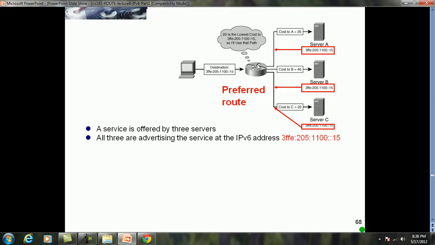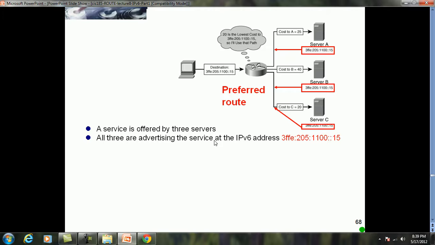But this router assumes that it can do load balancing. It has got three routes to reach this same network. See what he says: 20 is the lowest cost to this one. So the destination comes to this router. He says, I have three routes, three paths to reach the same server, but the cost is different. Can you see? So I will use this path because the cost is lower, via C, 20.